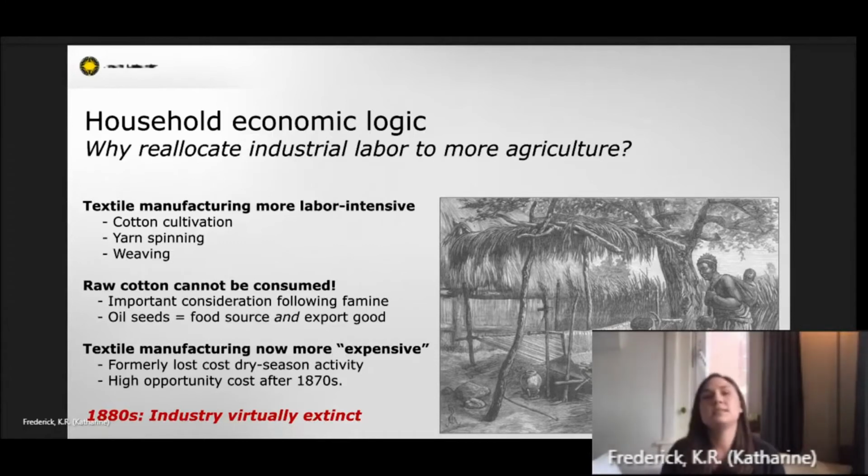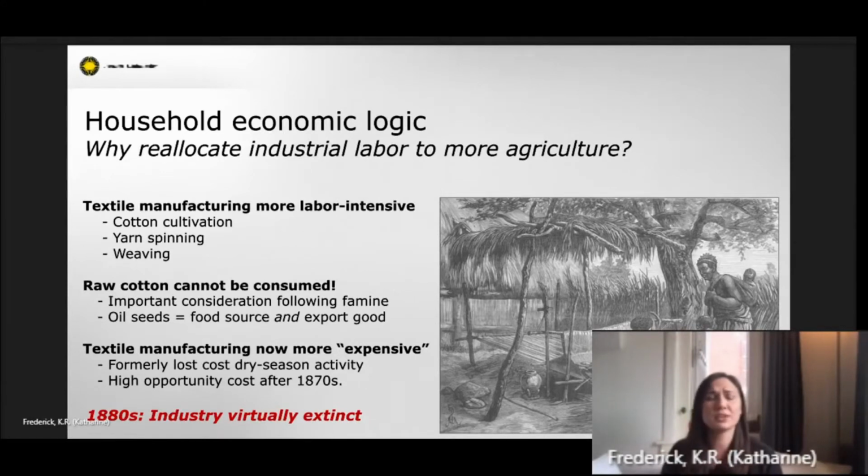Now, when we see these demographic and environmental changes occur, this creates circumstances in which channeling the region's remaining diminished available labor into agriculture was simply a lot more feasible and economically rational than using that labor to continue industrial production. And this is true for a number of reasons. First of all, we have to think about the two products at hand: sesame oil seeds on one hand and textiles on the other.